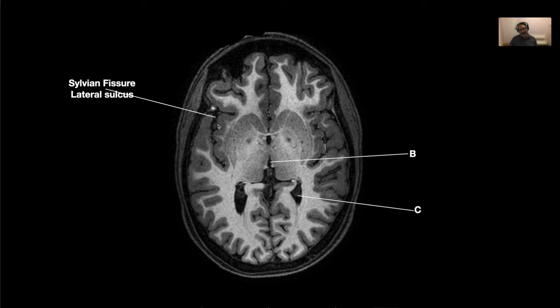And what artery goes through it? Correct. The middle cerebral artery travels in the Sylvian fissure. Correct. So that's good. All right, so we're done with that. B. Correct, that's the third ventricle.